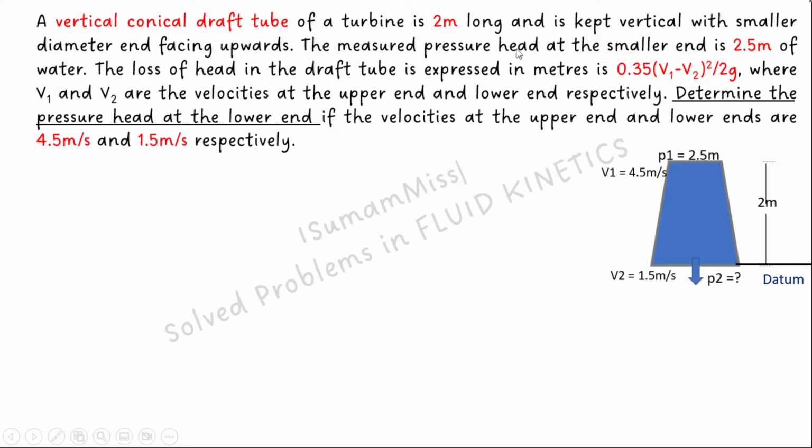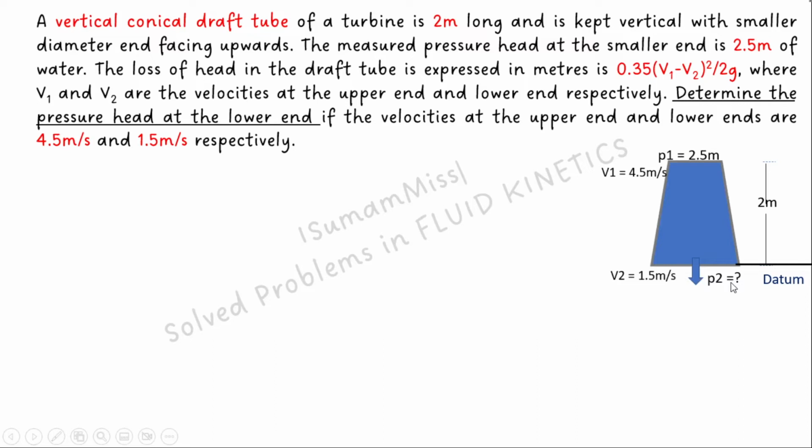The measured pressure head at the smaller end is 2.5, that is P1 is given as 2.5. And the loss of head is given as 0.35 into (V1 minus V2) whole square by 2g, where V1 is the velocity at the upper end, which is given, and V2 is the velocity at the lower end, which is also given. So we have to determine the pressure head at the lower end. So P2 is to be determined.